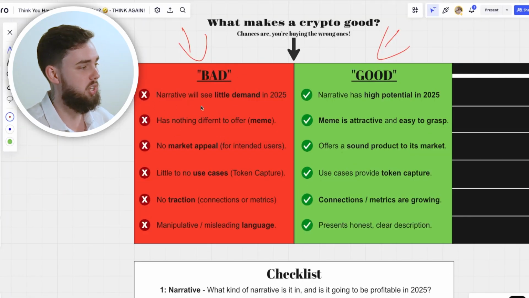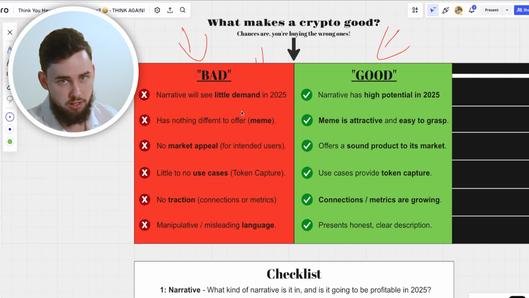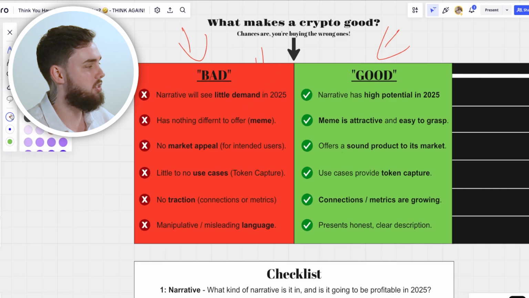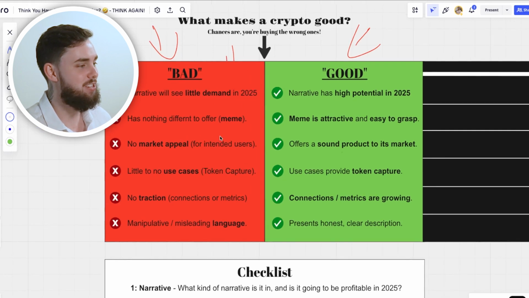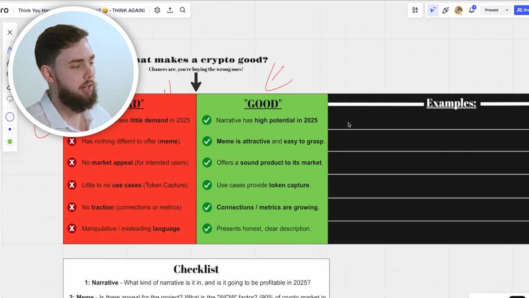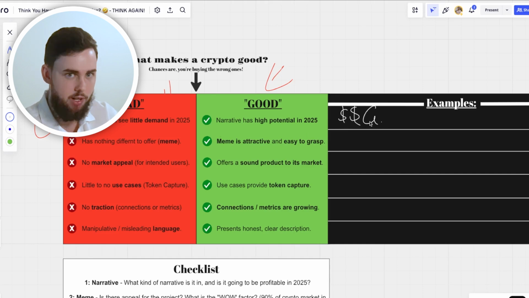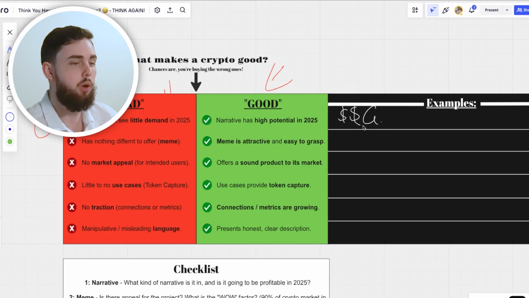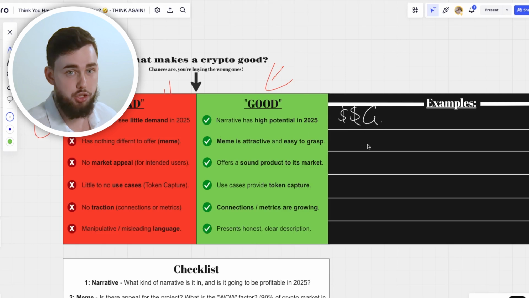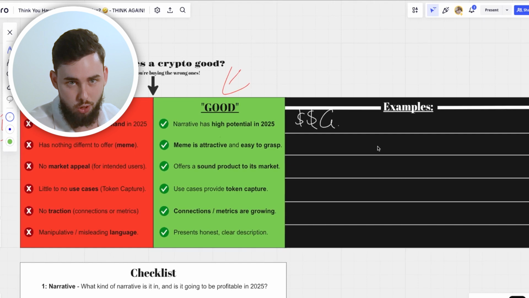If the narrative will see little demand in 2025, well, in that case, it's a bad project. Simple as that. The analogy I like to use in this case is you think about a narrative like prospecting for gold. As a gold prospector, or someone who mines gold for a living, you want to go ahead and find where the gold is. You don't want to be looking in locations where there's no gold to begin with.